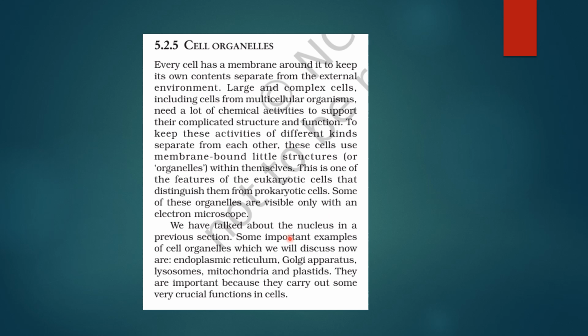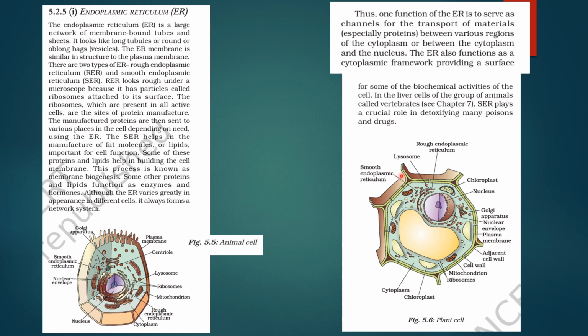Now, we have talked about the nucleus in the previous section. Some important examples of cell organelles, which we will now discuss one by one, are the endoplasmic reticulum, Golgi apparatus, lysosomes, mitochondria, and plastids. They are important because they carry out some very crucial functions in the cells, right? So let us see them one by one. First we are looking at the endoplasmic reticulum, right?